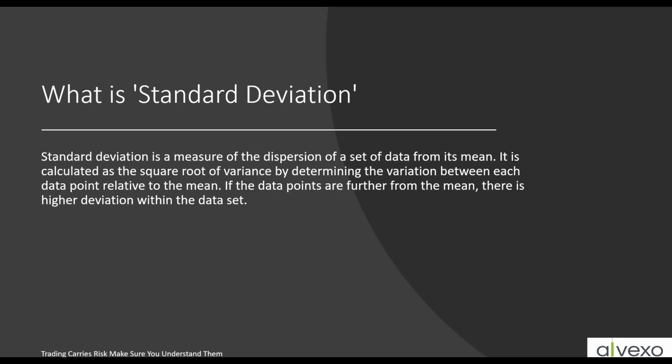But standard deviation, to explain it in its basic form, is a measure of dispersion of a set of data from its mean, or a compilation of price points from the moving average. It is calculated as the square root of variance by determining the variation between each data point relative to the mean, or each price relative to the moving average. If the data points are farther from the mean, there is a higher deviation within that data set. So in other words, if price is higher than the average, we have a higher deviation.